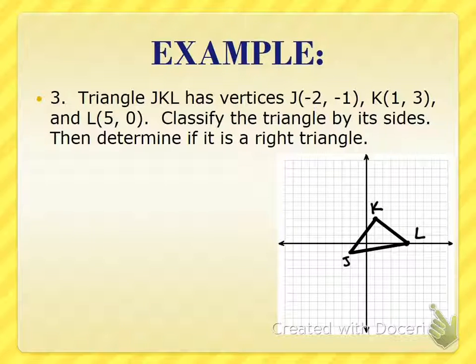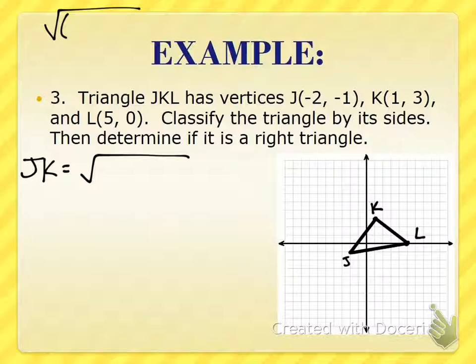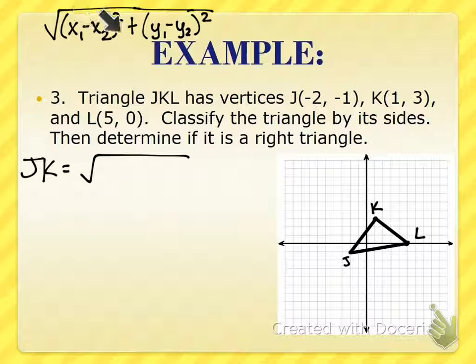Which one do you want to start with? Which one? JK? Okay, so remember distance formula, square root of x minus x squared plus y minus y squared. I don't really care if the 1s or the 2s come first or second, as long as we are consistent. So for JK, give me an x to start with. Okay, -2 minus squared plus, what y do I need to start with?